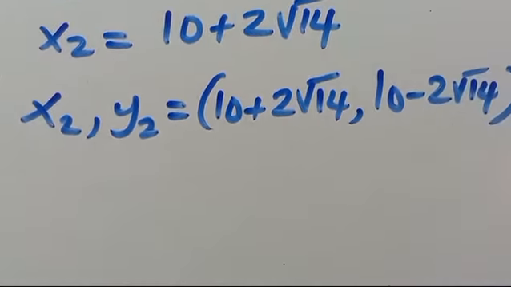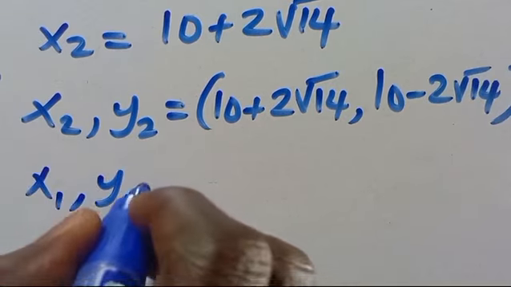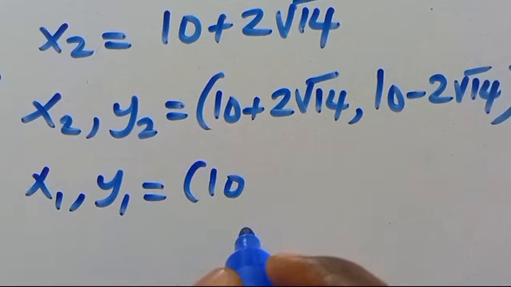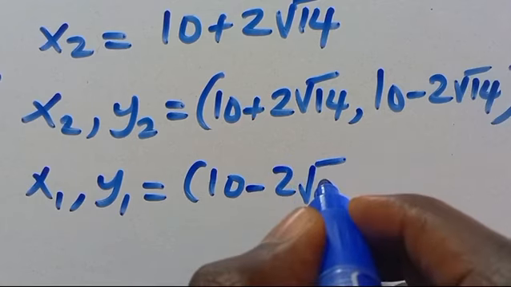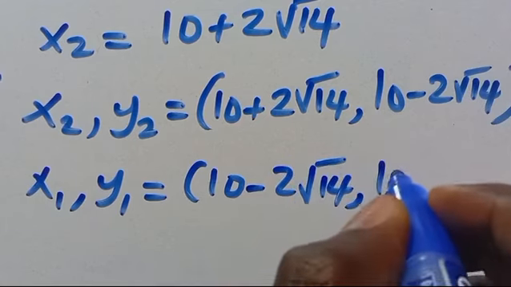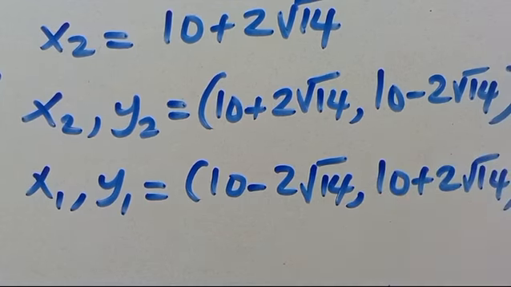So we also have x1, y1 as 10 minus 2 multiplied by root of 14, 10 plus 2 multiplied by root of 14.